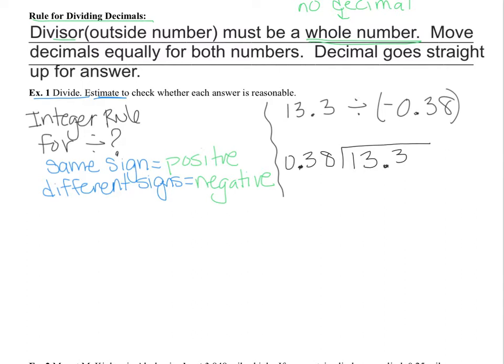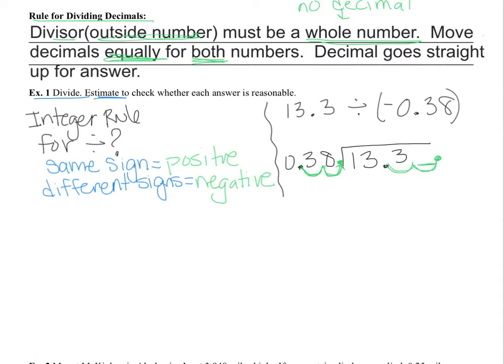The first part of the rule says the outside number, the divisor, must be a whole number. So right now it is a decimal. To make it a whole number, we have to hop 2 times because we want the decimal at the end of the number, on the right side of the number. So I had to hop 2 times for my divisor. And the next part of the rule says move the decimal equally for both numbers. Since I moved this twice, I have to move the other decimal twice. So 1, 2. We're going to hop 2 times on the inside.